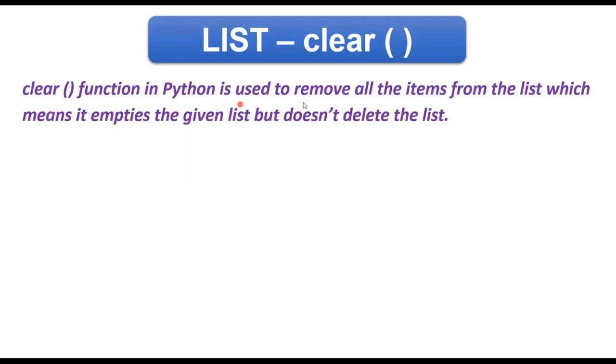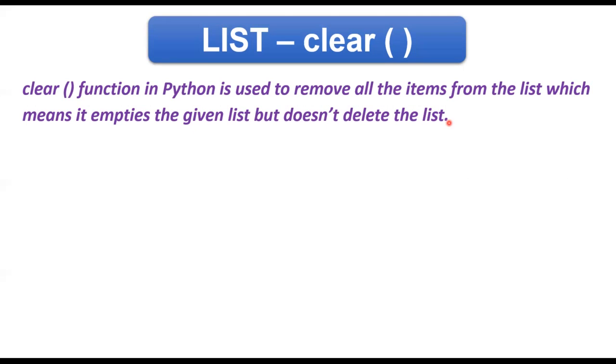The clear function in Python is used to remove all the elements from the list, which means it empties the given list but does not delete the list. So what is the meaning of this statement? That means if I have 1000 elements in my list, then my clear function will remove all 1000 elements from the list one at a time. But my list will still remain there inside the memory.